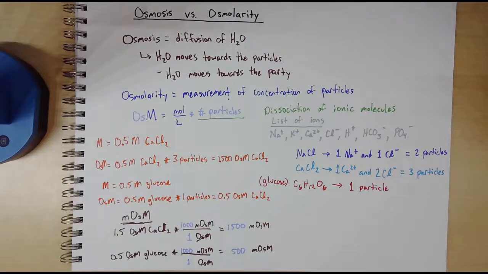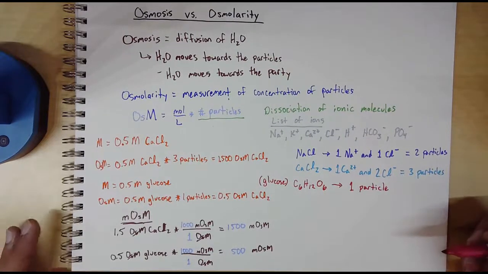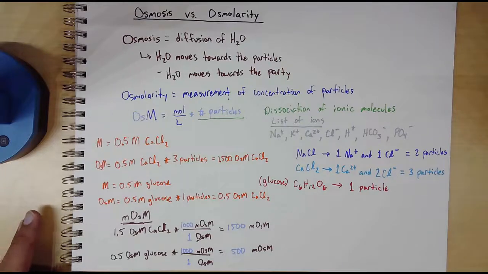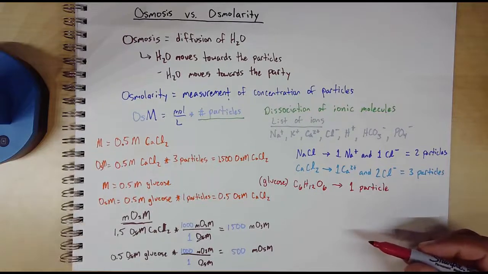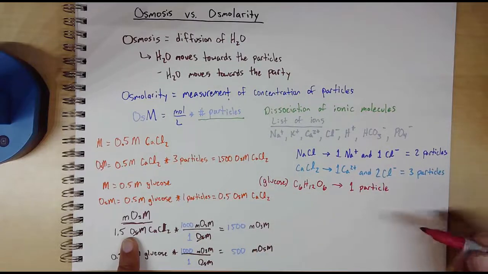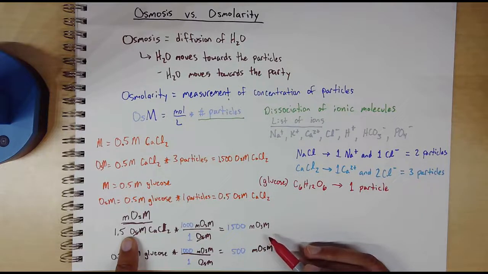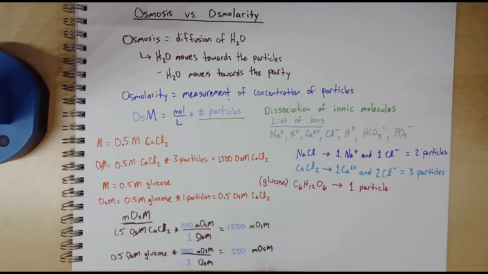So now the last little bit. Why is this important? Why do we care, Dr. H? I need to know. It comes to giving patients IV fluid. It's the primary reason you should care about this. If you give a patient an IV fluid of 0.5 molar calcium chloride, you're actually giving them 1,500 milliosmoles. Whereas if you give them 0.5 molar glucose, you're going to be giving them 500 milliosmoles. And this is the party.